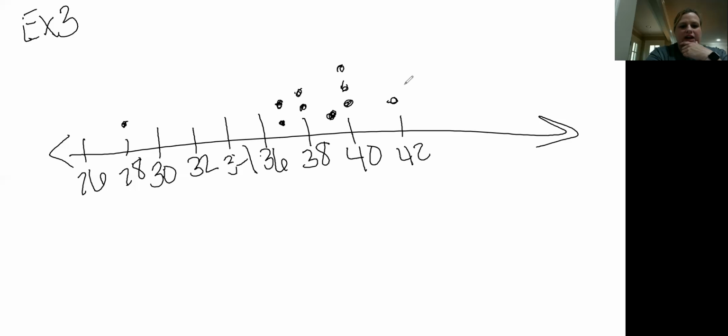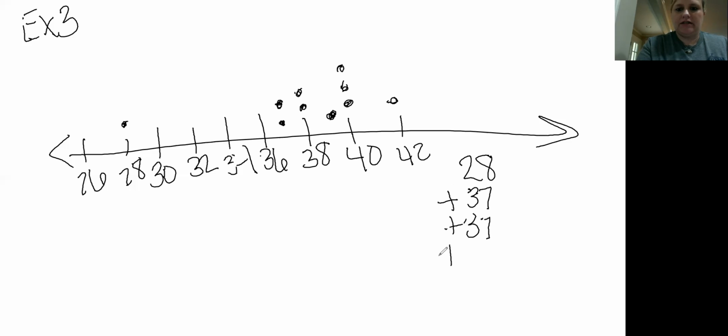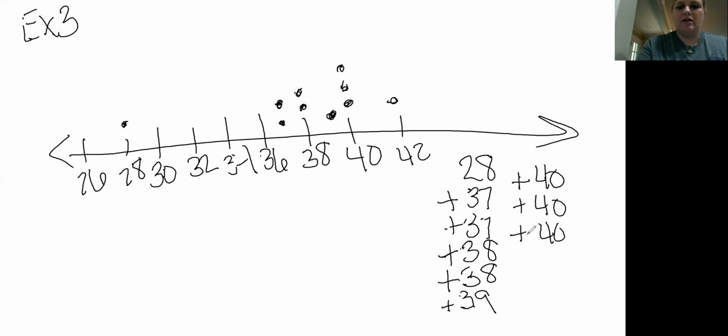And if you add these values, so if you go through and you do 28 plus 37 and 37 plus 38 plus 39 plus 40 plus 40 plus 40 plus 42, you get 379 if you add all those up.